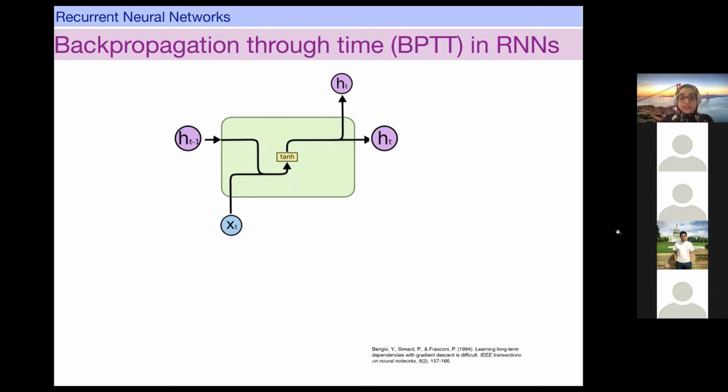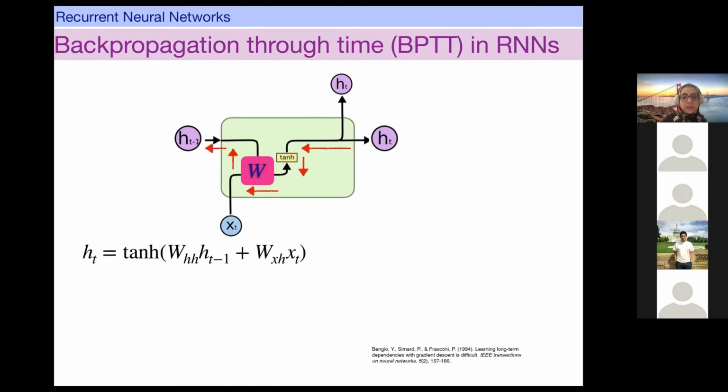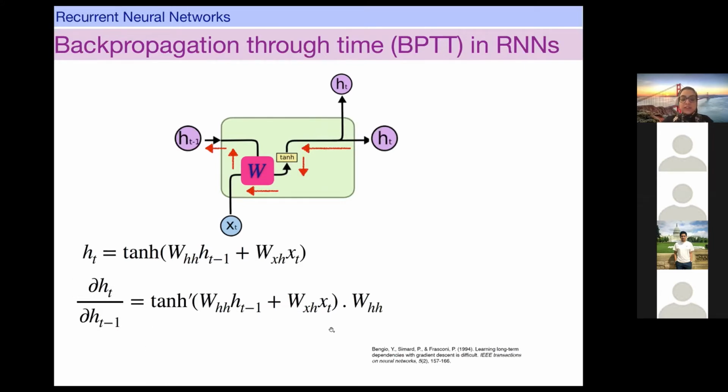So this is a single cell. We have this weight matrix here, and we have our inputs, which are x_t and our previous hidden state, and then we pass it through a tanh. If we want the gradient of h_t with respect to h_{t-1}, we basically have only one way, following these red lines to get h_{t-1}. If we write it out, we get this equation.